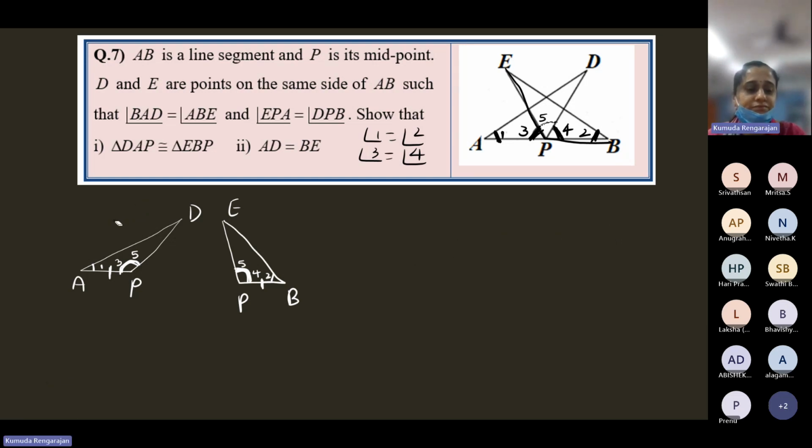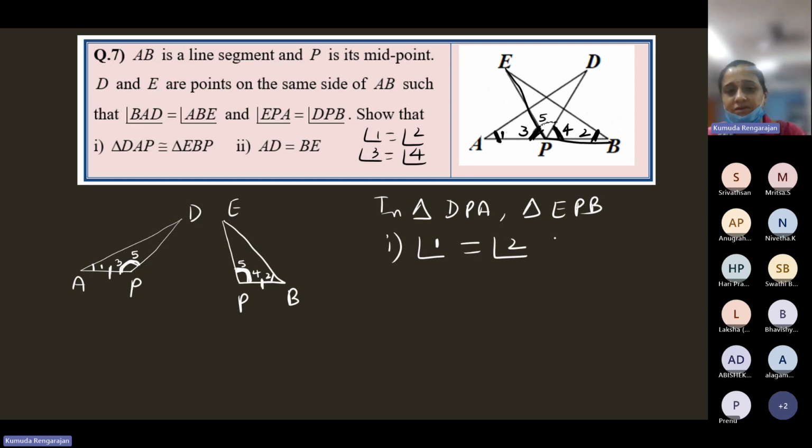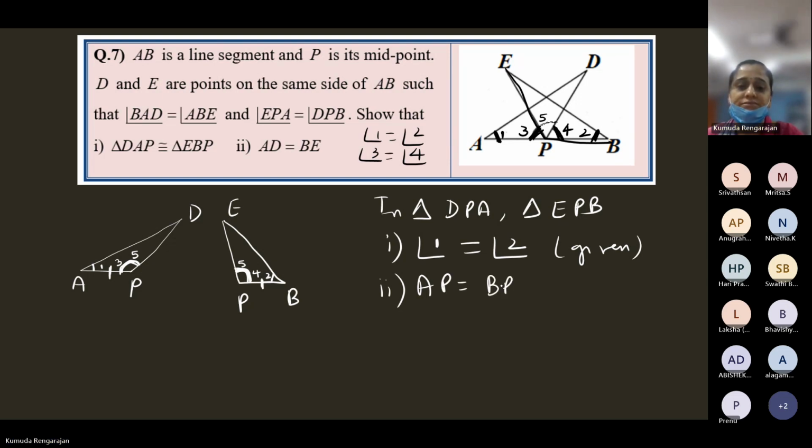So in triangle DPA and triangle EPB, in the two triangles, angle 1 of the first triangle, see the triangle DPA, is equal to angle 2 of the second triangle. That's given. Angle 1 is equal to angle 2. Then AP of the first triangle is equal to BP of the second triangle, because P is the midpoint of AB. AP is equal to BP.